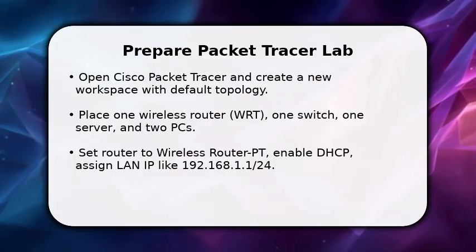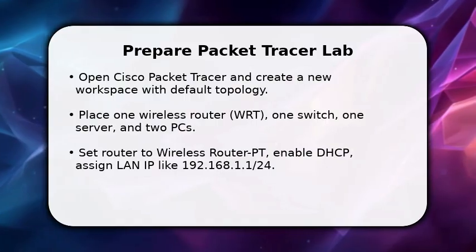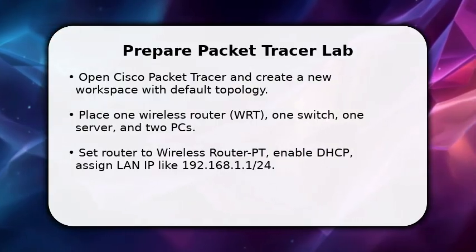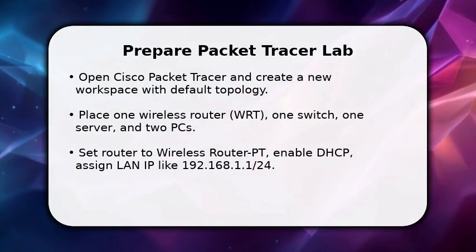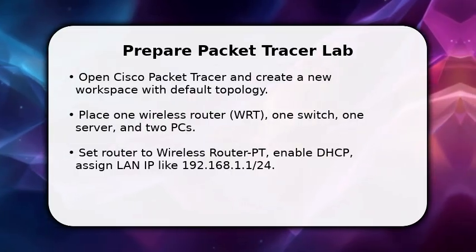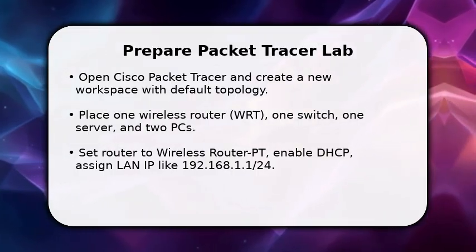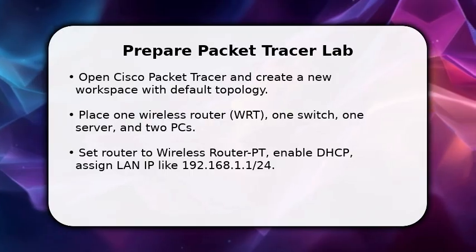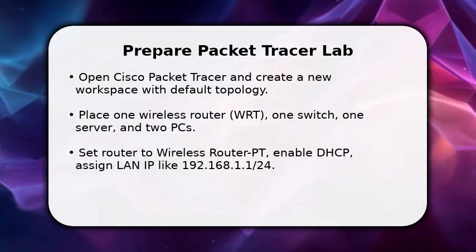Start by opening Packet Tracer and building the minimal lab so you can test connectivity immediately. You place a wireless router, a switch, a DHCP-enabled server if desired, and at least 2 client PCs. This gives you wireless and wired endpoints to verify.